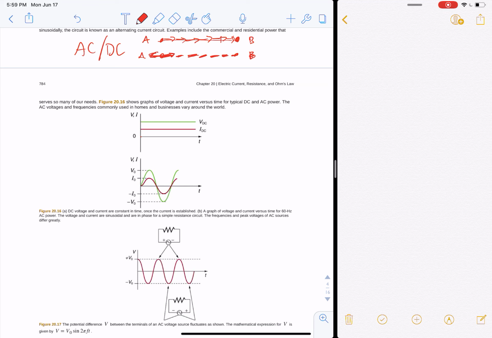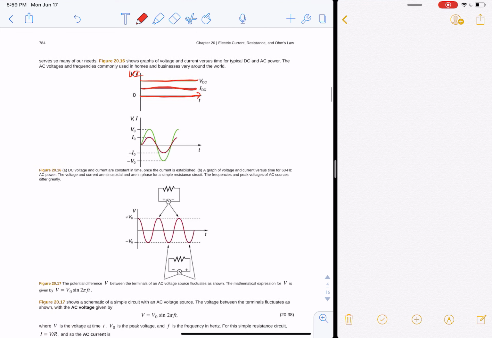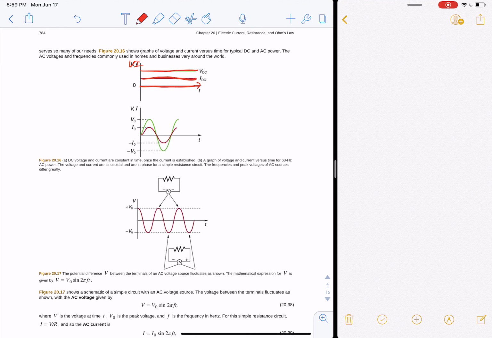So here's an example of the difference between them. Voltage and current. Your voltage is 0 to t. Over that time period, the current is constant and the voltage is constant. That's DC. Whereas AC is not constant. It cycles between plus V and minus V, plus I and minus I. So that's a sine wave.